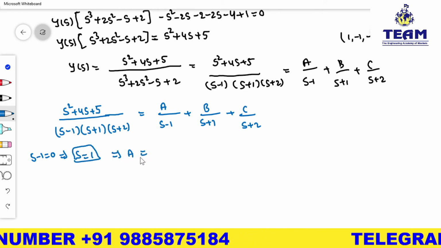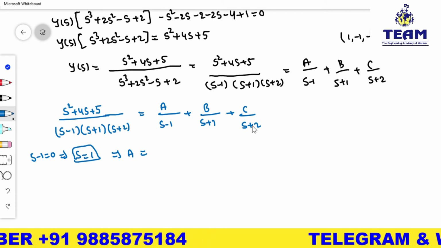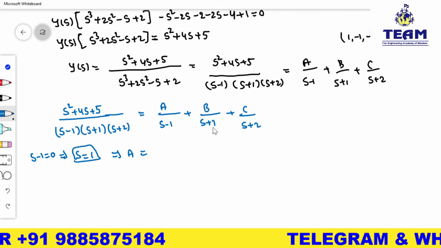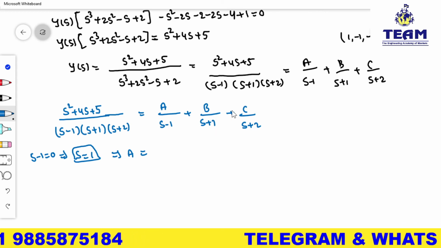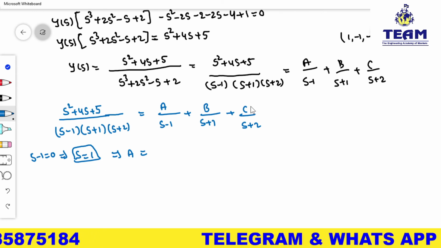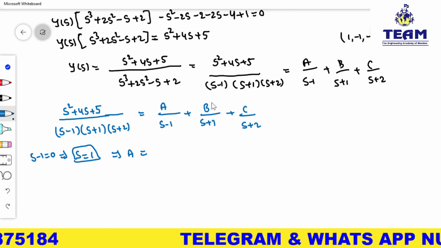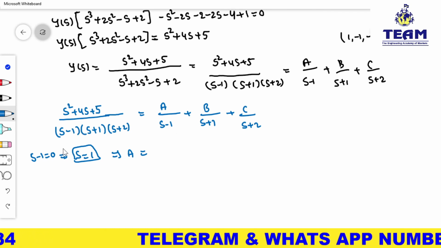A is equal to, you see friends, generally what we have to do? We have to take the LCM. Then you will have a into s plus 1 into s plus 2, b into s minus 1 into s plus 2, c into s minus 1 into s plus 1. So if you put s is equal to 1, this b coefficient and c coefficient will be 0. In that case, this term will be what? 0. Moreover, this s minus 1 and s minus 1 will be getting cancelled.